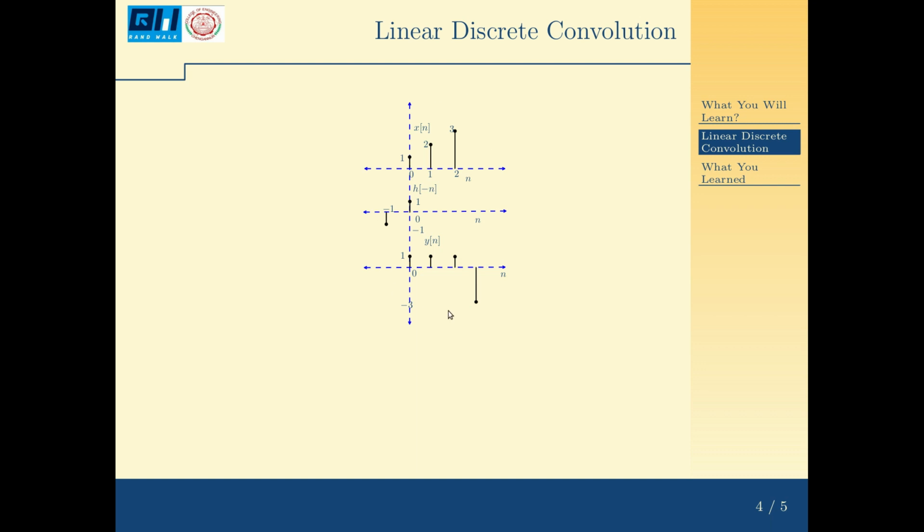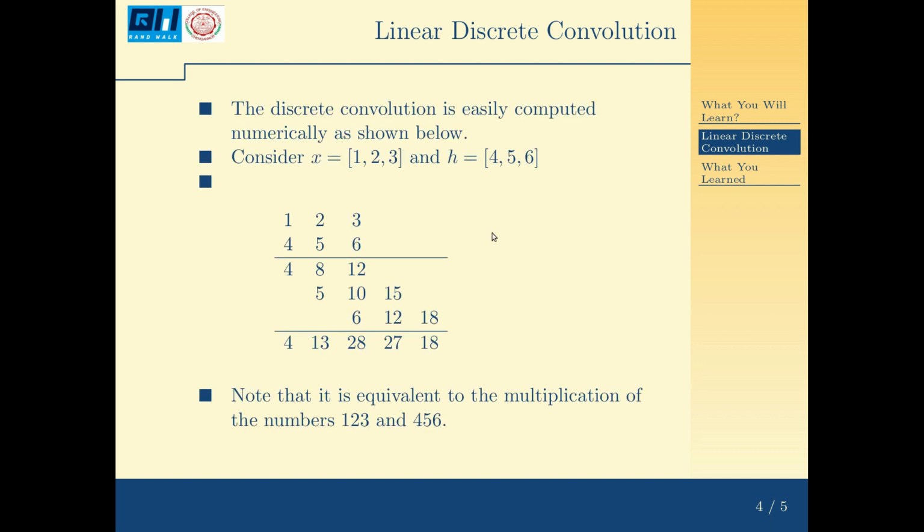Instead of doing this graphically, you can do it very quickly as a table like this. This is sequence 1, 2, 3, and this is sequence 4, 5, 6. Say I have to do the convolution between 1, 2, 3 and 4, 5, 6. First you have to multiply by this 4, so that is without any shift.